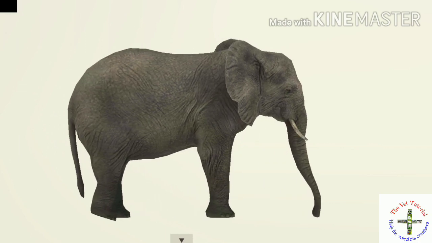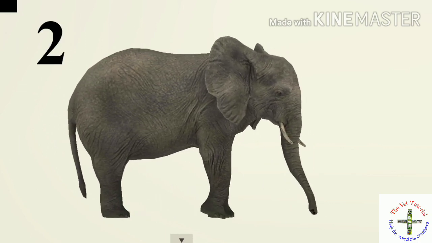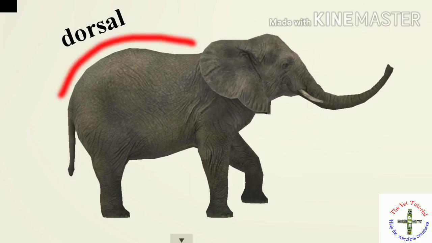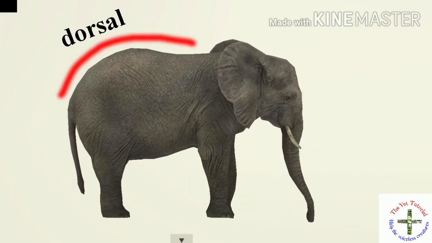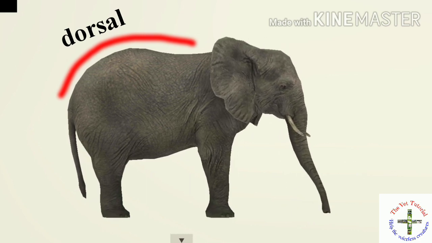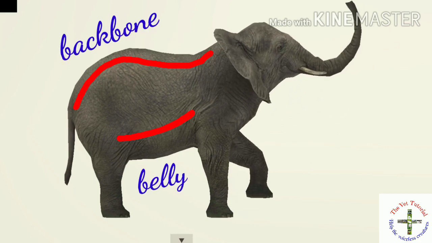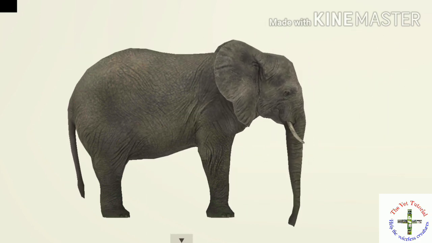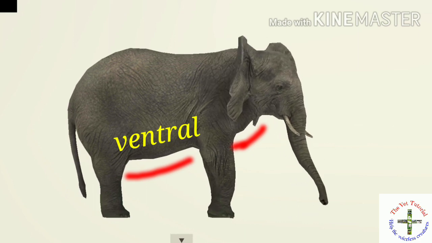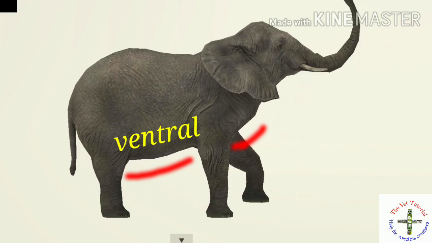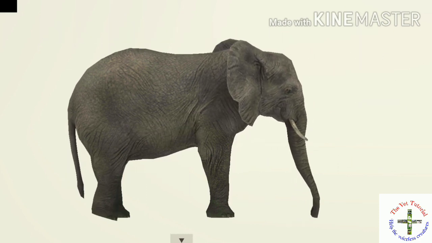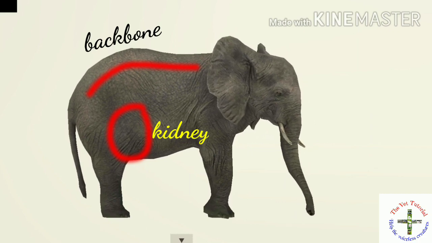The second term is dorsal and ventral. The part which is towards or near the back or vertebral column of any animal is known as dorsal. For example, the backbone is dorsal to the belly. The part which is towards or near the belly, or the lowermost surface of the body of any animal, is known as ventral. For example, the kidney is ventral to the backbone.